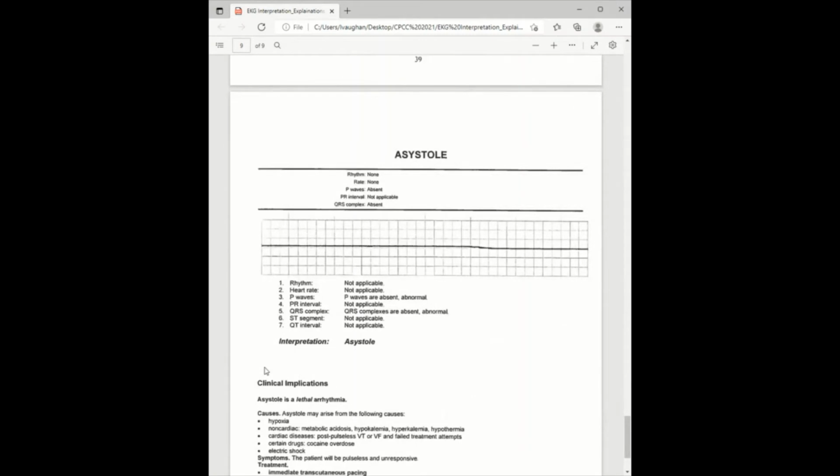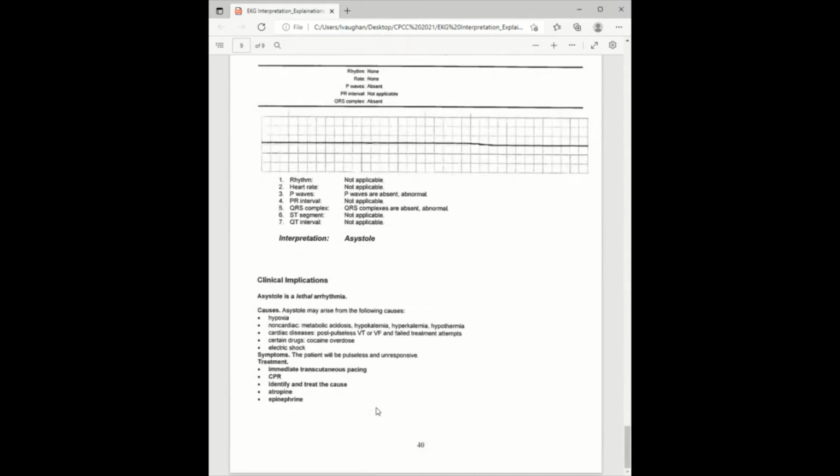Asystole, there's no P waves, no QRS complex, there's nothing going on. This is a lethal rhythm. We do not shock because there is no electrical activity of the heart. This one will be immediate CPR and atropine and epinephrine. So I'm going to stop sharing that sheet and go back to our Word document that's the review.